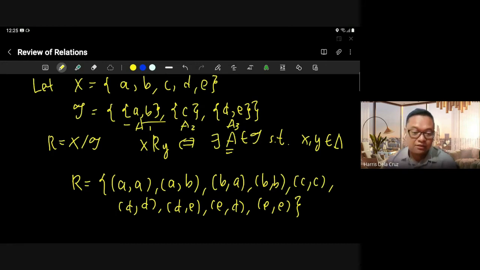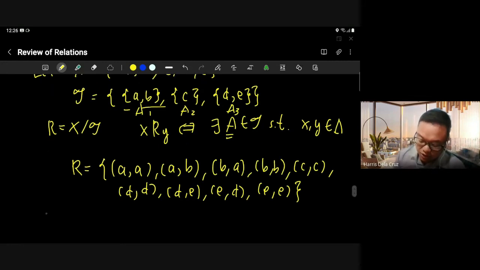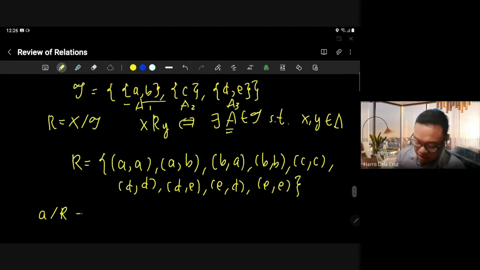Okay? Now, this is a relation. So, it must induce a partition. So, first, let's take the equivalence classes so we can see what equivalence classes it induces. Because the equivalence class is what induces the partition, right? So, let's take first the equivalence classes A over R. So, what is A over R?